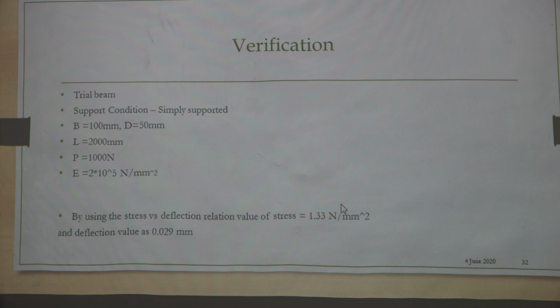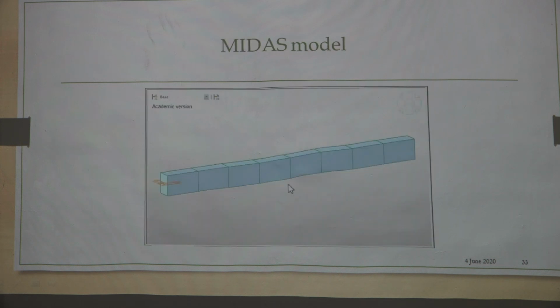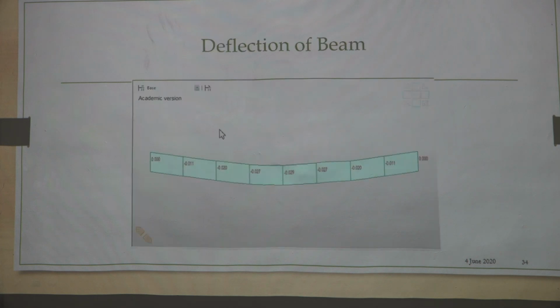The value of this sigma, the value of stress, is 1.33 megapascal and the deflection value is 0.029 millimeter. Now we are to validate this, so we have made the model in Midas. Let us see this model, the same thing I have told you: the 100 by 50 cross section of 2 meter length subjected to central point load, and this is the deflection of the beam.